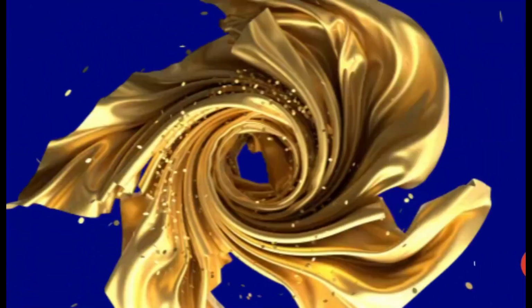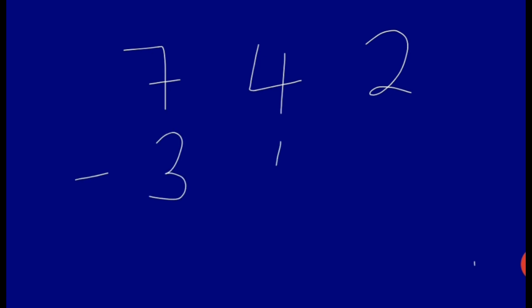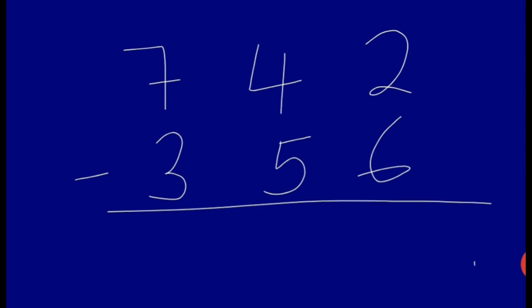Okay, let's take another one. We have 742 take away 356. Wow, look at this. These two numbers are far less than the value they have to take away from.